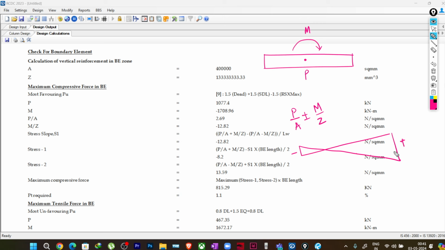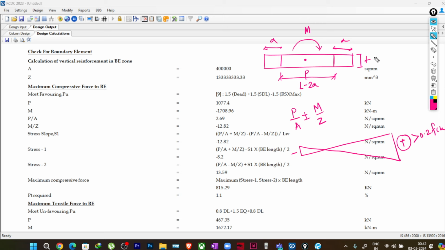If this compressive stress is greater than 0.2 fck as per IS 13920, then we assume that we need to provide a boundary element. Generally we assume a length of the boundary element. Suppose we have assumed some length A on both sides. Then we are left with the middle length, which is called the web. If the total length is L, it is L minus 2A. This is the total middle length, which is my web, and suppose the thickness is T.